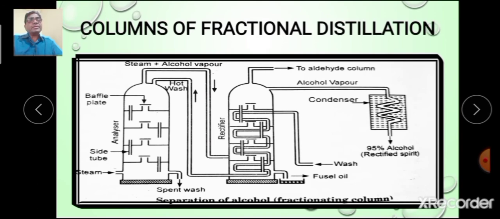Again it is taken into the rectifier. Here rectification, that is repeated boiling and evaporation, takes place, and thus the low boiling impurities, the aldehydes, are removed to the aldehyde column. Alcohol, being comparatively less volatile than aldehyde, is removed from the side tube and taken for condensation. This is a condenser, and it is converted into rectified spirit, that is, in liquid form. Fusel oil is collected from the side tube. The last spent wash is collected here.